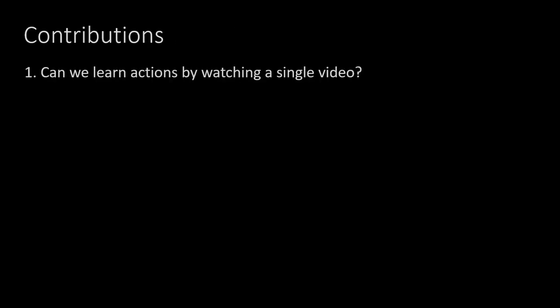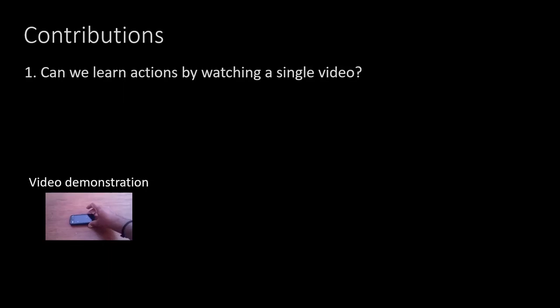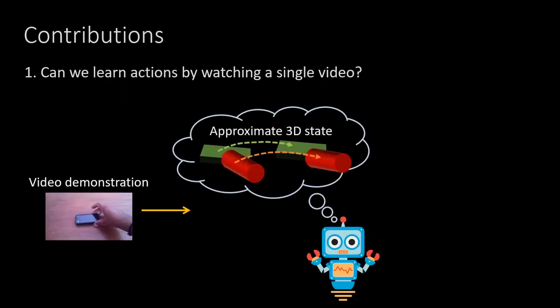In this paper, we consider three questions. First, we are interested in finding ways to learn to perform actions by watching a single video. Based on the input video demonstration, our model estimates coarse 3D state trajectories for the hand and object that can be used to train a policy to perform the action by a robot.